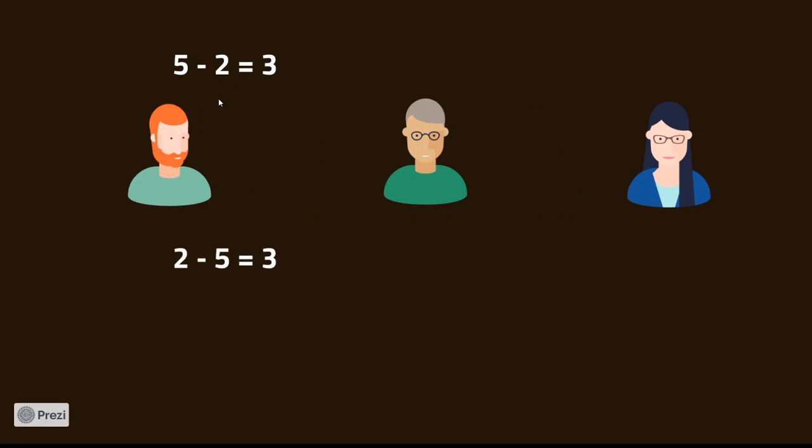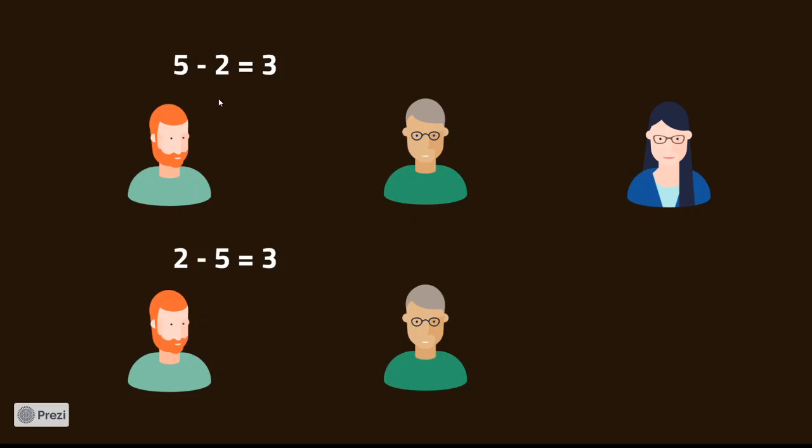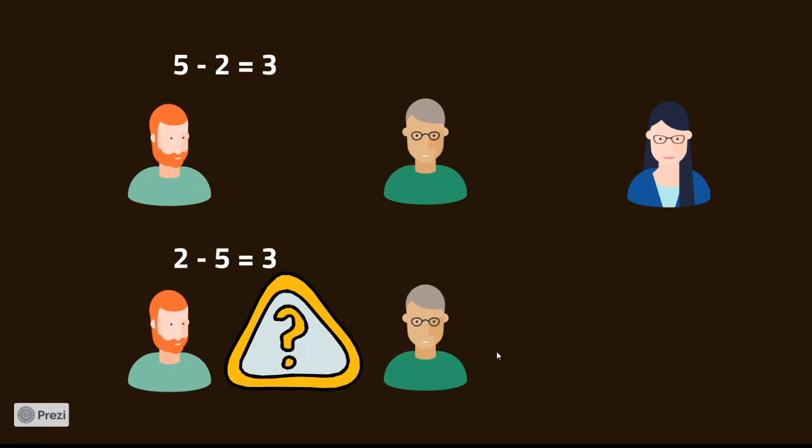But what if 2 minus 5 is equal to 3? If I'm writing it like this, is it right? No, that means there are only 2 people, and from these 2 people I need to take away 5 people. Is it possible? No, it is absurd. It's impossible.